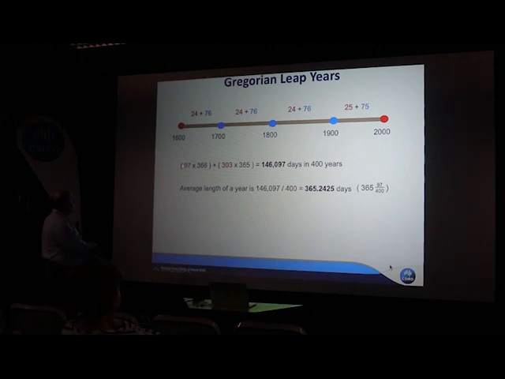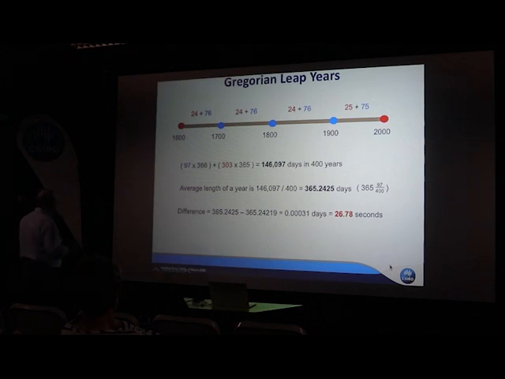There's 97 over the 400. And it gives you that exact number, which, as we saw, was very, very close to the tropical year. So the difference between the Gregorian year and the tropical year is 26.78 seconds, which I think is pretty impressive. Okay.